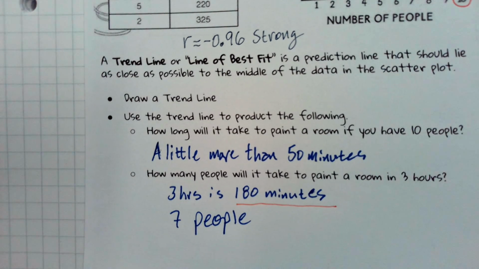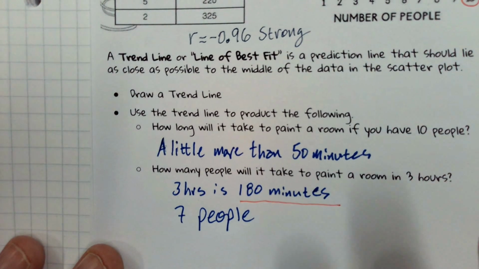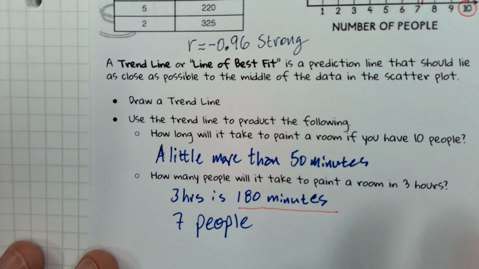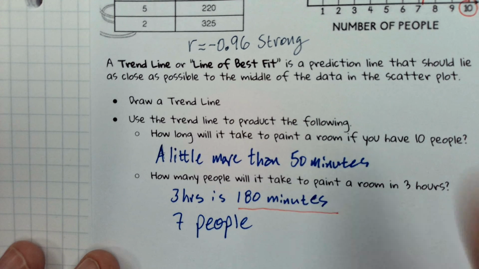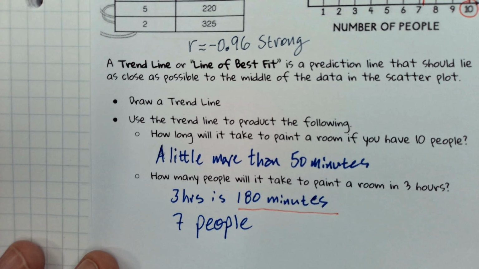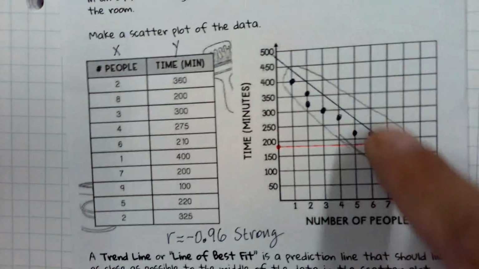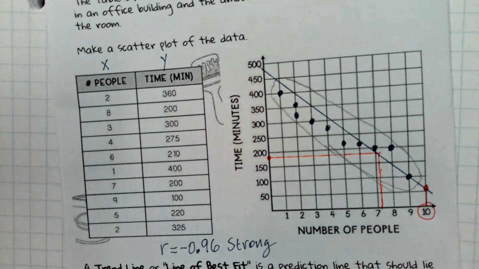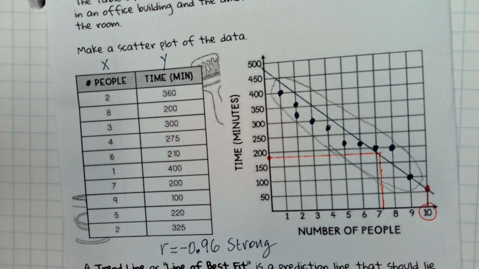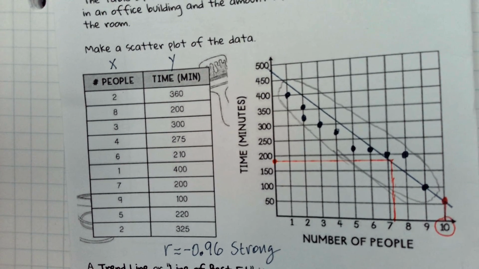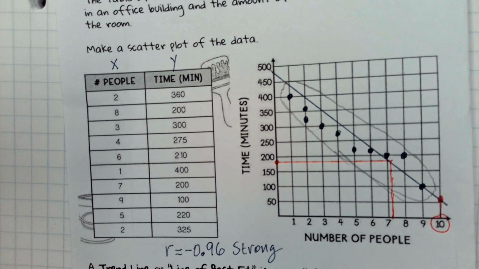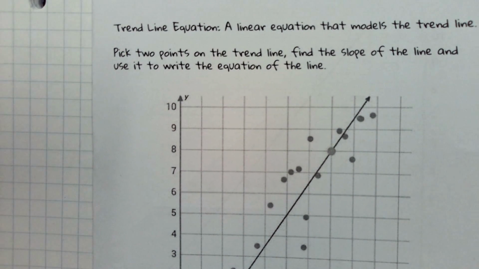7 people. All right. Now, here's the thing. We can use the line itself to make predictions. It's much better if we have the equation. So if we have a line, are we able to write an equation for that line? What do you think? Have we been able to do that before? Yeah. So that's what we're going to do this time.